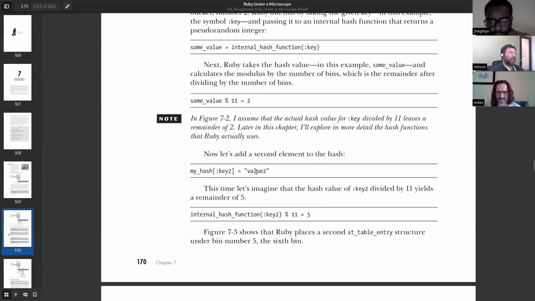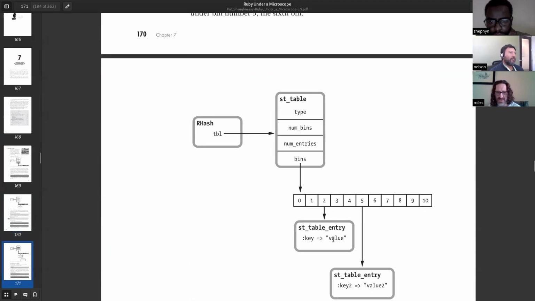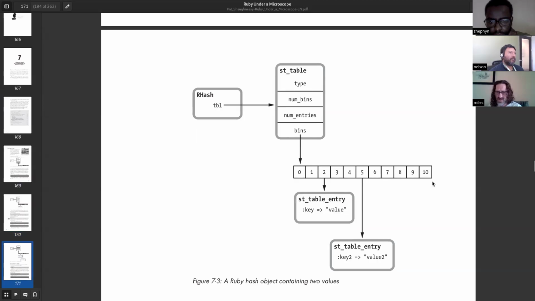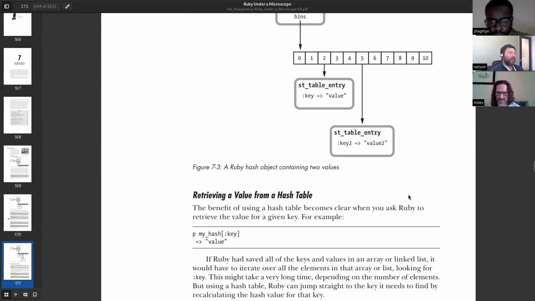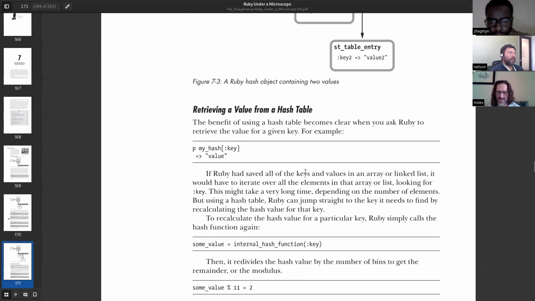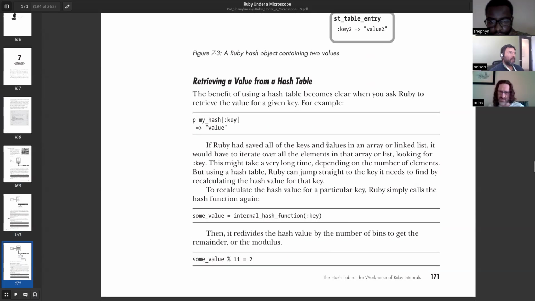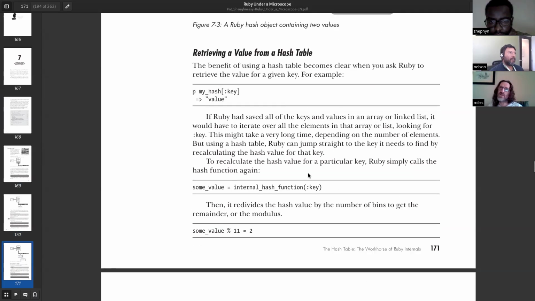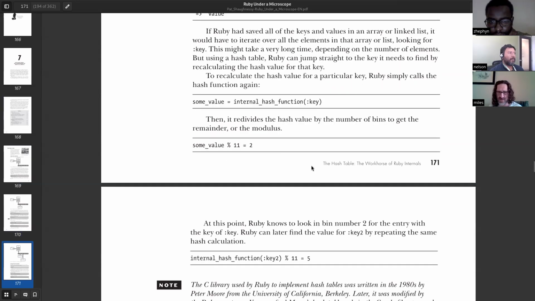Okay, so now we're adding a second element to the hash table, and now it looks like this. We have 11 bins here. 2 of them have 1 element in them, and the rest are all empty. Now he's talking about retrieving a value from the hash table. A great thing about hash tables is they have really fast lookups. As long as the hash function is relatively fast and does a good job of evenly distributing the elements in the hash table, you should get really, really fast lookup times.